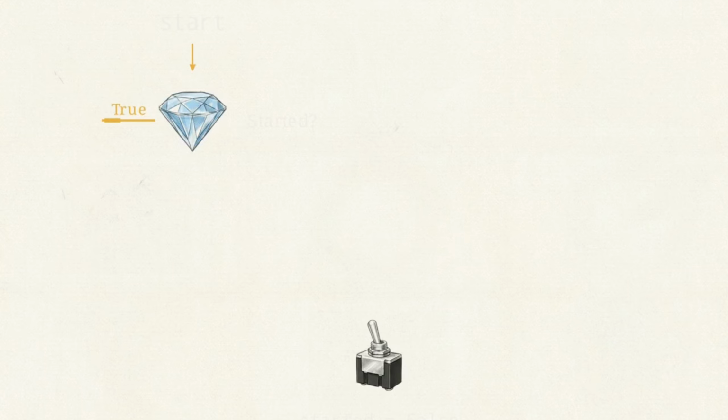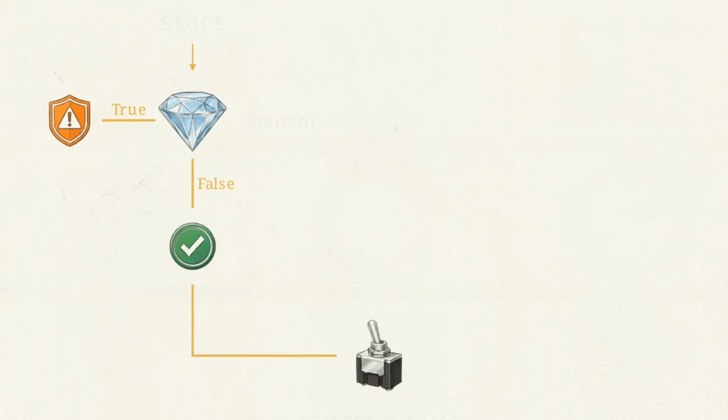Looking at this logic gate, we can see the updated start condition. When the user types start, we first check our Boolean switch. If started is already true, we route them to an error. If it is false, we print the success message and immediately flip that switch to true. We mirror this logic for the stop command.